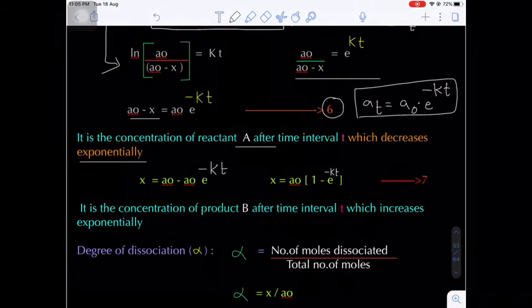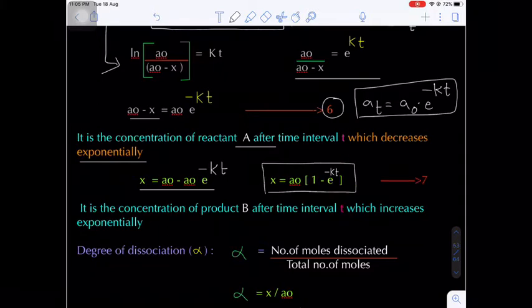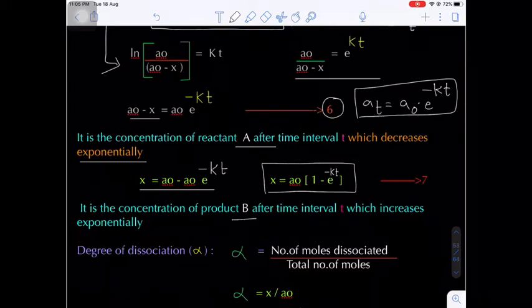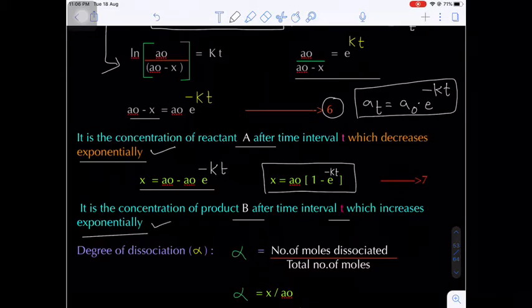Now what about the concentration of a product? That will be x. X is equal to a naught minus a naught into e to the power of minus kt. Bringing a naught common, x is a naught into 1 minus e to the power minus kt. So x is the concentration of the product B at a time interval t, and it increases exponentially. Now the reactant's concentration decreases in which manner? Exponential manner. That's why the concentration of product also increases in exponential manner. Are you getting my point?